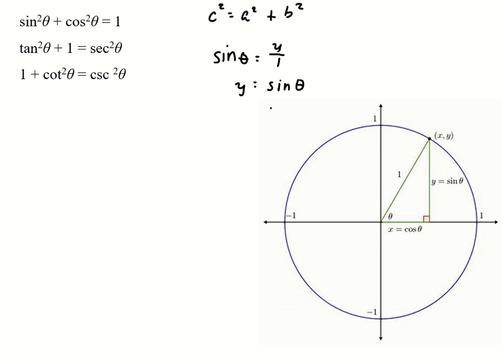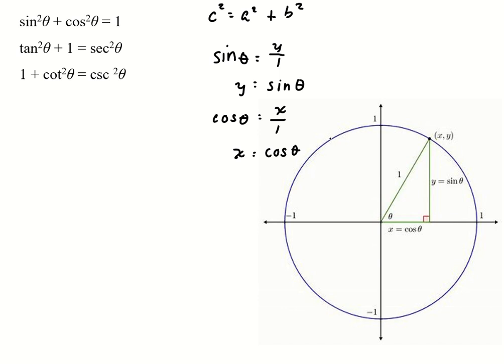Now, cosine theta, we know that cosine theta is the ratio of the side adjacent to the angle theta to its hypotenuse. So in this case, this is x over 1. So we can say that x is equal to cosine theta. Okay? So that's how we derive this.